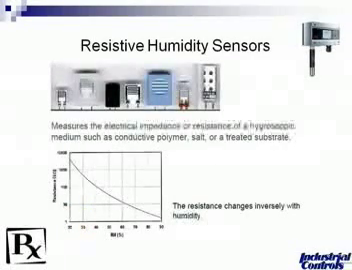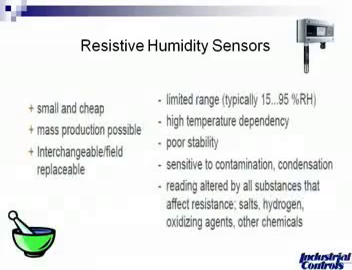The first one we'll discuss briefly here is resistive technologies. These sensors are basically polymers where they are measuring resistance or electrical impedance, and the resistance changes inversely with the relative humidity. They're good because they're small, they can be produced relatively inexpensively, and they can sometimes be interchangeable in the field.